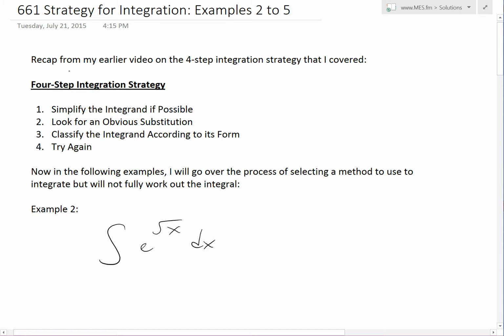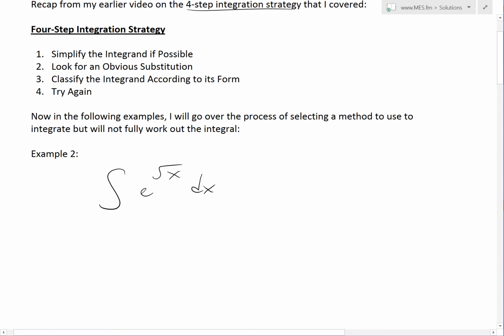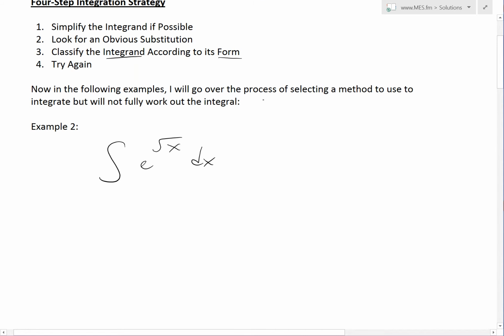Basically, to recap from my earlier video on the 4-step integration strategy, here are the 4 steps that I went over. The first step, simplify the integrand if possible. Number 2, look for an obvious substitution. Number 3, classify the integrand, or the function inside the integral, according to its form. And number 4, always try again. In the following examples, I'll go over the process of selecting a method to use to integrate, but will not fully work out the integral.